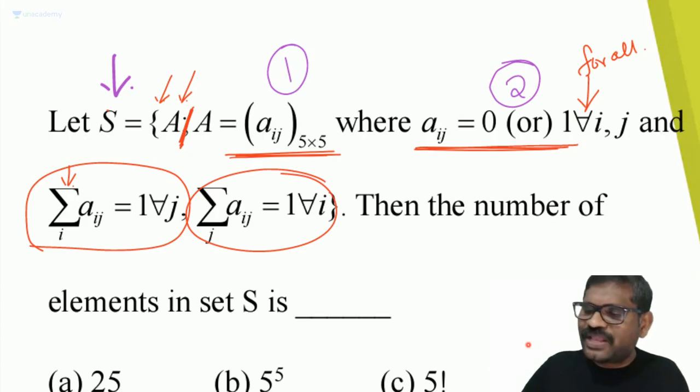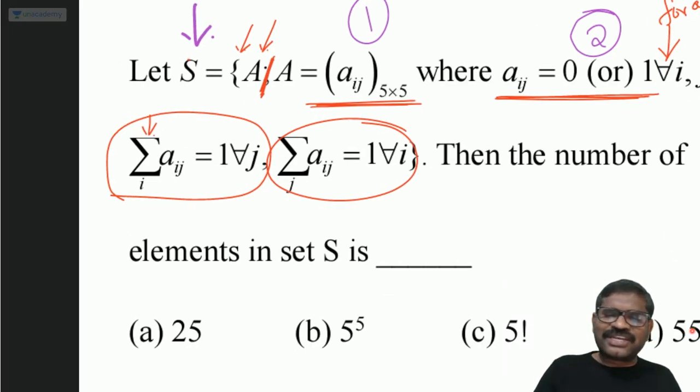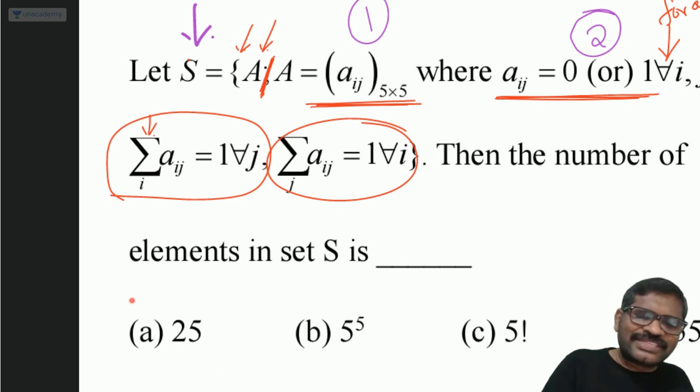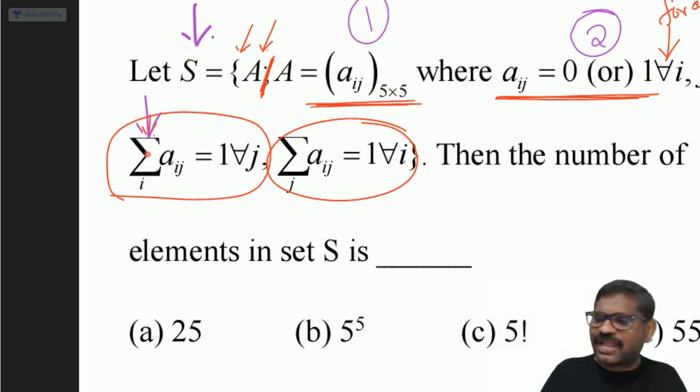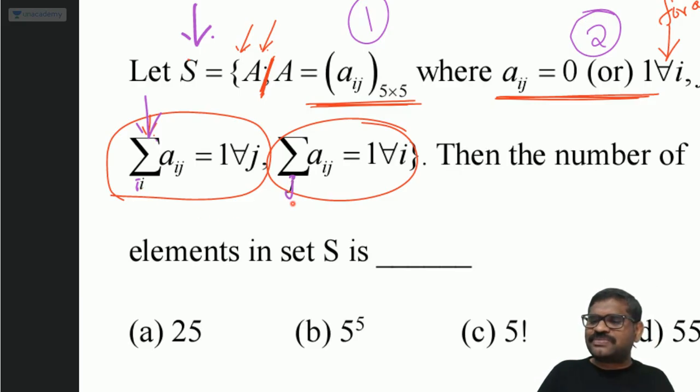Now, what does the summation notation explain? Summation notation is sigma. Sigma i means the sum of all elements of a row, and sigma j the sum of all elements of a column. Nothing has been mentioned about principal diagonal entries. He has mentioned 4 conditions, and all the 4 conditions I have explained to you.